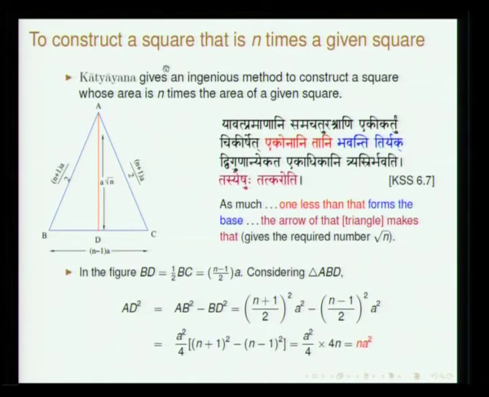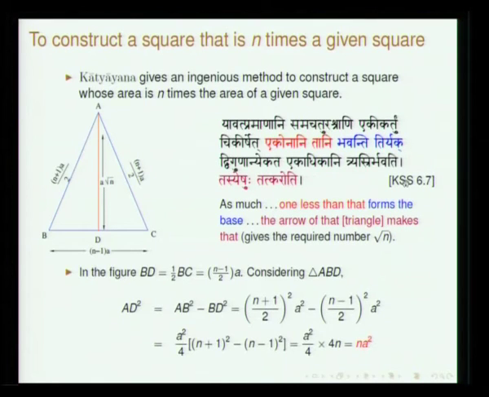To construct a square that is n times a given square is a very interesting problem, which has been discussed and which incidentally gives you a certain way by which you can find out the value of root n, the value of the surd. Whatever n can be, it is a very simple and very instructive procedure, which one can find in the Shulva Sutra, Katyayana Shulva Sutra. In fact, yesterday I referred to one of this; I will recall that quickly now.